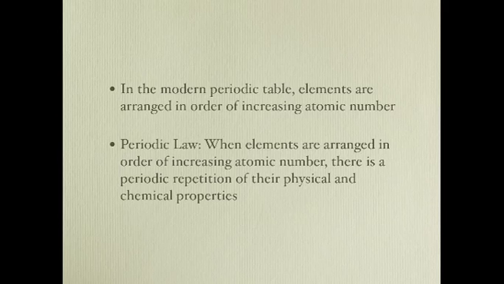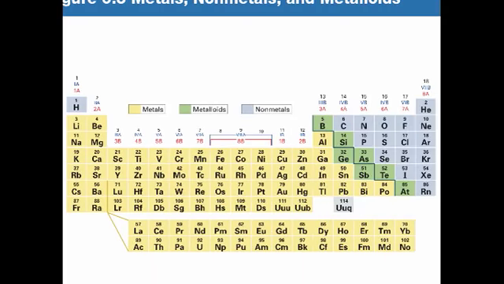So here's the periodic law. It simply states that if you arrange these elements in order of increasing atomic number, you have a periodic repetition of their physical and chemical properties. So you put them in order by number, and there's a repetition. In other words, all of the ones in one group have similar properties to those in another group. So if we're looking at this chart here, for instance, let's say you're looking at that second column there: Be, Mg, Ca, Sr, Ba.